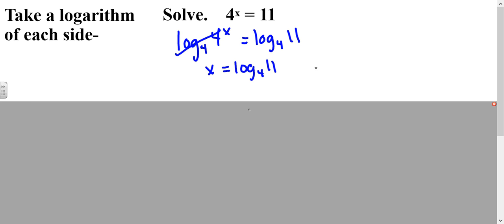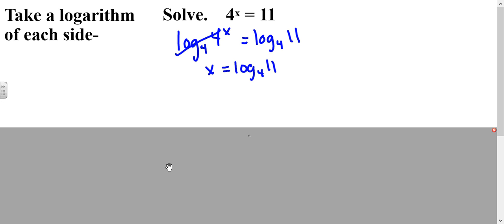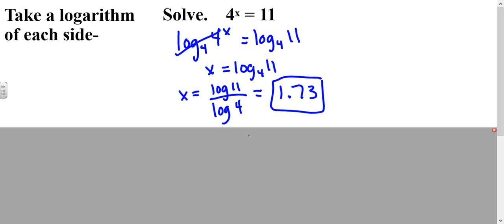So if I rewrite this, remember I put the base in the basement, so I would have log 11 divided by log 4 if I use the change of base formula. So the base goes in the basement. So if I work that out in my calculator, I should get about 1.73 if I'm rounding to 2 decimal places. So make sure to do that in your calculator and check to make sure you get the right answer so you don't have it wrong for the test. Okay?